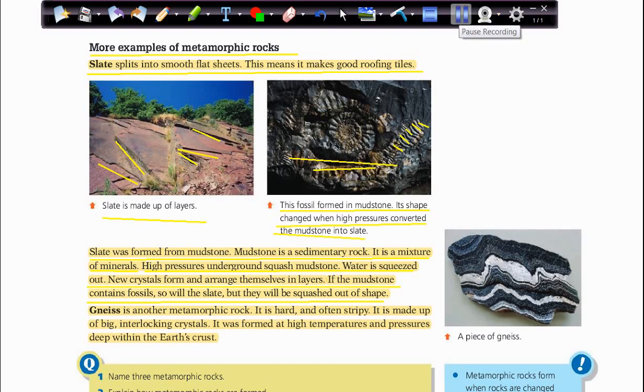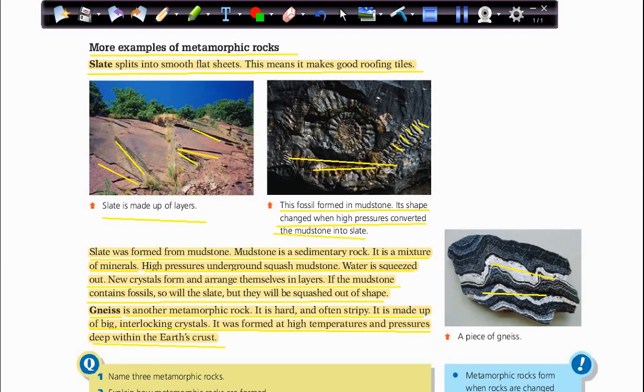Now let's see the other type or example of metamorphic rocks called gneiss. The G is silent, so we don't pronounce it. It's like you are saying nice, but it's gneiss. It's not like gneiss. No, it's gneiss. It is another metamorphic rock. It's hard and often stripy. Look at this. Here you have lines. Okay. It's made up of big interlocking crystals. It was formed at high temperature and pressure deep within the Earth's crust.